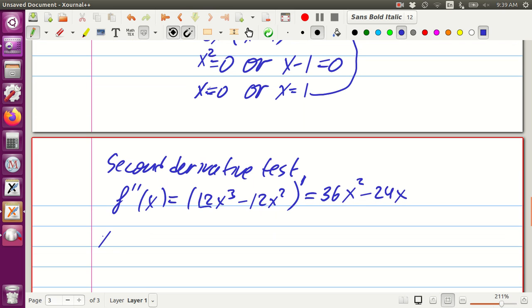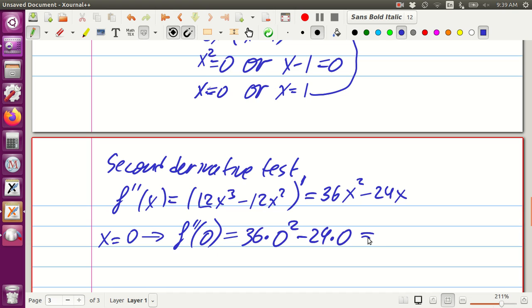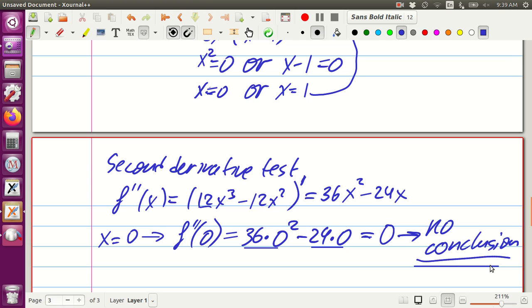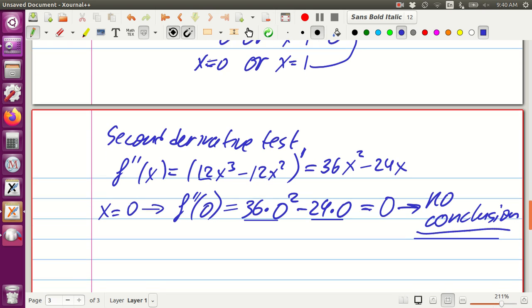So now we're going to take x equals 0 and plug it into the second derivative. So we're going to get the second derivative evaluated at 0. So it's 36 times 0 squared minus 24 times 0. And if we calculate it, we're going to get 0. So the answer is 0. So no conclusion can be made according to the second derivative test. No conclusion. So for this x equals 0, we would have to use the first derivative test.